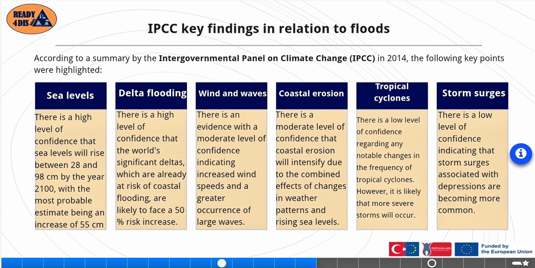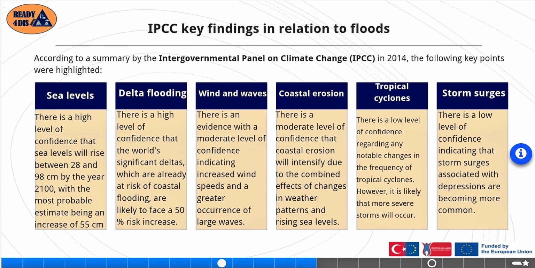According to the Intergovernmental Panel on Climate Change, IPCC, in 2014, the following key findings were highlighted in relation to flooding. Sea levels. There is a high level of confidence that sea levels will rise between 28 and 98 centimetres by the year 2100, with the most probable estimate being an increase of 55 centimetres. Delta flooding. There is a high level of confidence that the world's major deltas, which are already at risk of coastal flooding, are likely to face a 50% increase in risk.